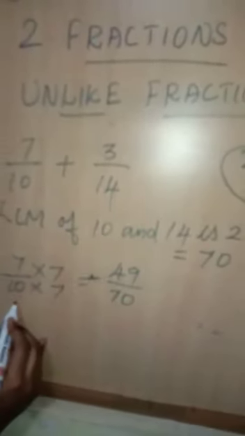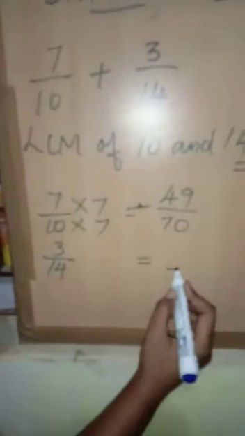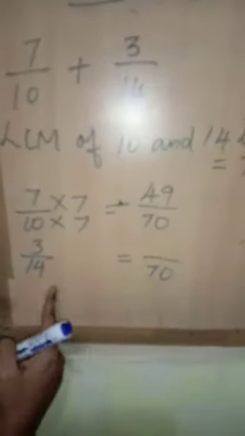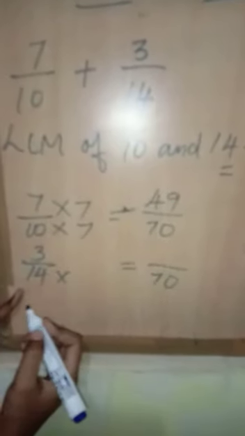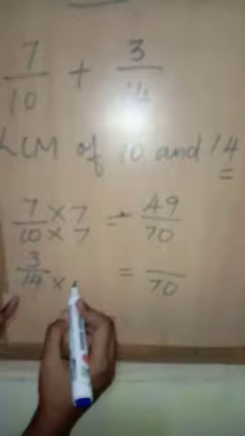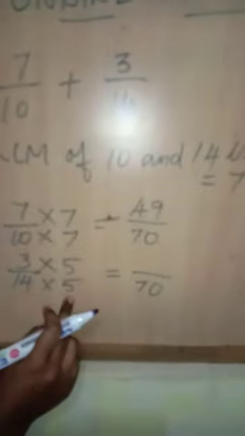Take the second fraction. What do we have? The second fraction is 3 by 14. Here we have 14. To convert into 70, you have to multiply 14 with what number? Very good, 5. 14 5s are 70. So the numerator also should be multiplied by 5, because here I have taken 5. So 3 5s are 15.